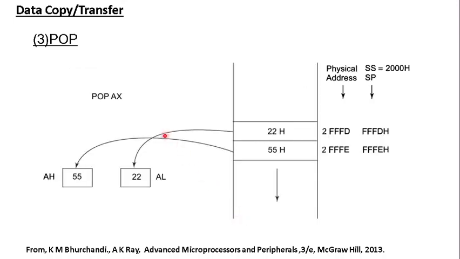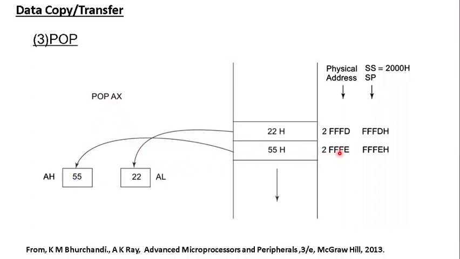So a sample pop operation is shown here. We need to pop the current contents of the stack into AX. This is the current top of stack, right? That is the content 22H. So once we issue a pop AX, at byte level, this 22H will be taken and put into the lower byte of AX, that is L. Then 55H will be taken and put in the higher byte of AX, that is H.